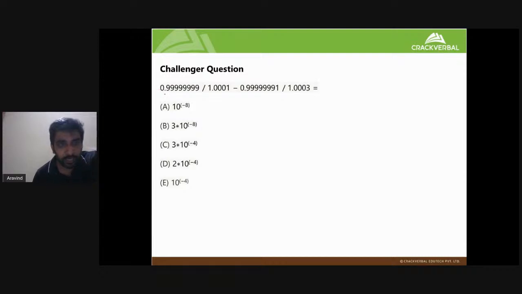So if you're not able to break down this number, start with smaller numbers. Okay, 0.9 would be 1 minus 0.1. 0.99 would be 1 minus 0.01, right? So this is like 1 minus 10 power minus 1. This is like 1 minus 10 power minus 2, right? So the number of nines will define the power of 10 here, right? Observe that pattern.